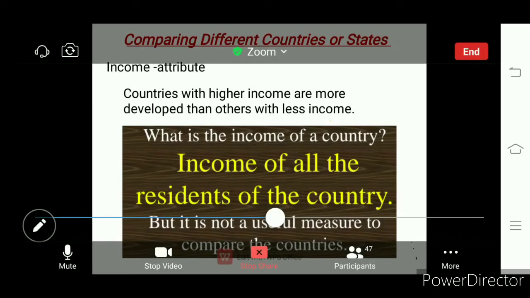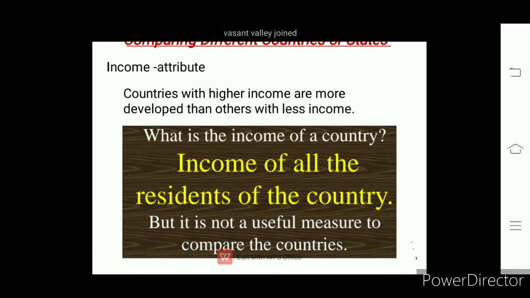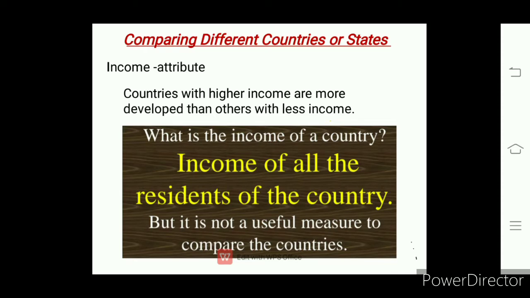So, how to compare the countries? Which of the countries are highly developed and which of the countries are poor in development? For that, we have taken one criteria, that is income, right? Income in the sense income of all the people in a nation. In economics, we call it national income.